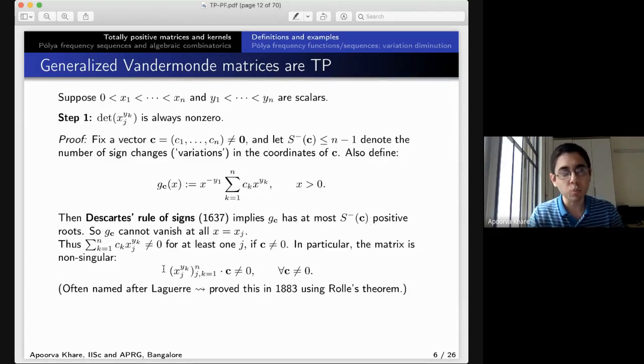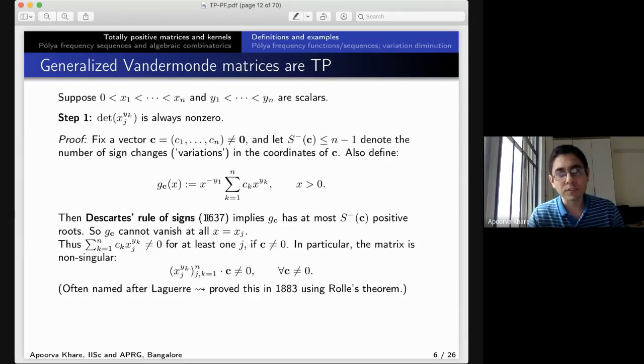That means there is at least one xj for which this is non-zero, provided the tuple C is not identically 0. And if you look at the value here, this sum here, that is one of the coordinates of this vector here: the matrix times the vector C. And so it just means that this matrix times the vector is never 0 if C is non-zero. So the matrix is non-singular.